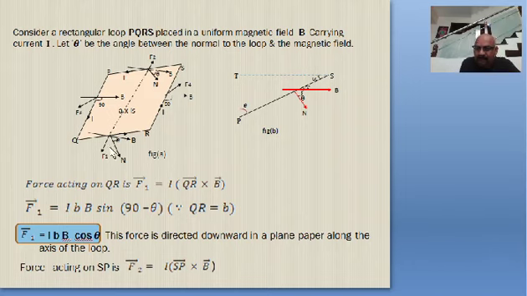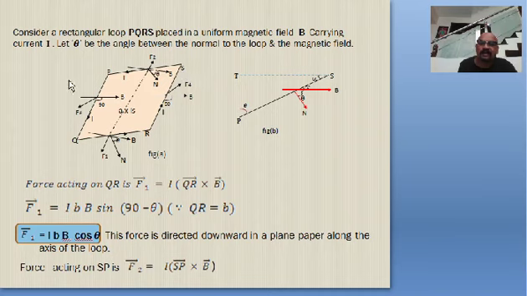Remember, what you have to understand here is this: F is equal to ILB sin theta, where in the case of force, theta is the angle between L and B. Here the angle between QR and B is 90 minus theta, because we have called the angle between B and the normal theta, and therefore the required angle will be 90 minus theta. Now similarly, the force acting on the SP part of the conductor. If you consider the SP part of the conductor, notice that the current is flowing from S to P.